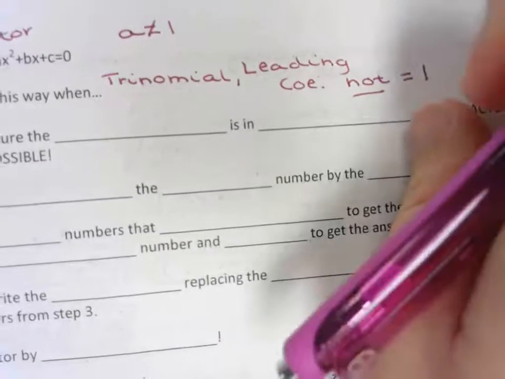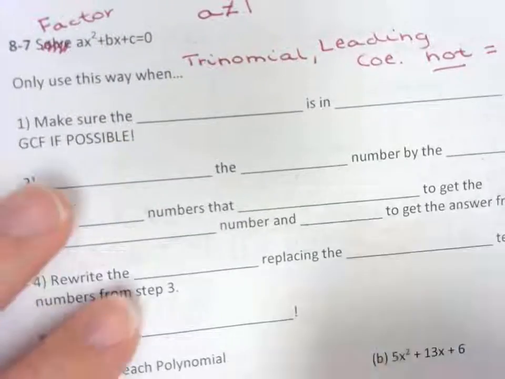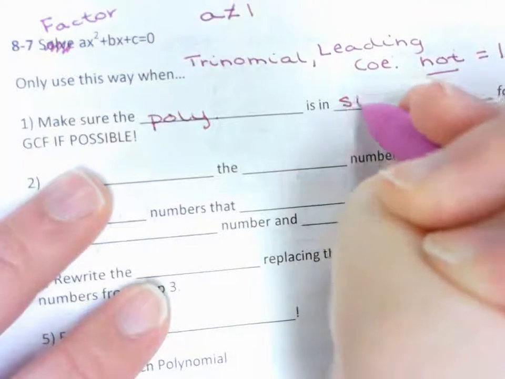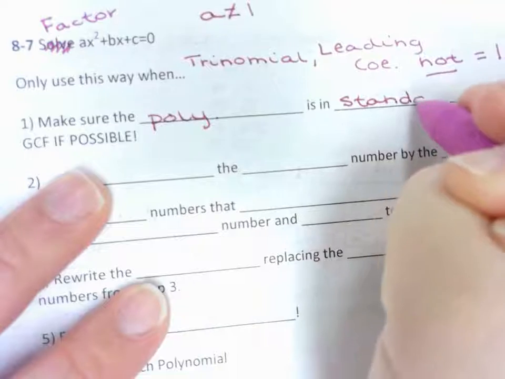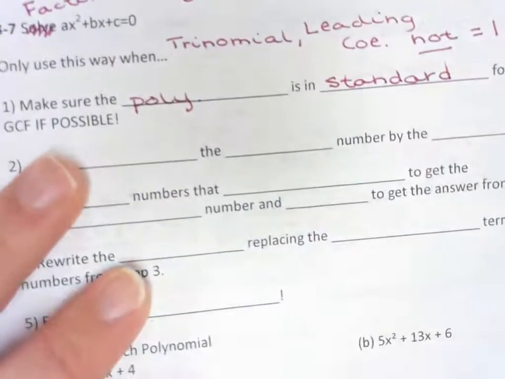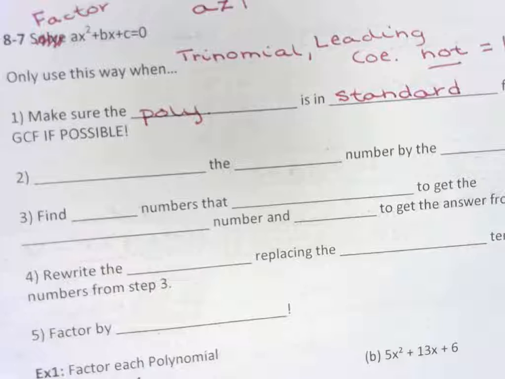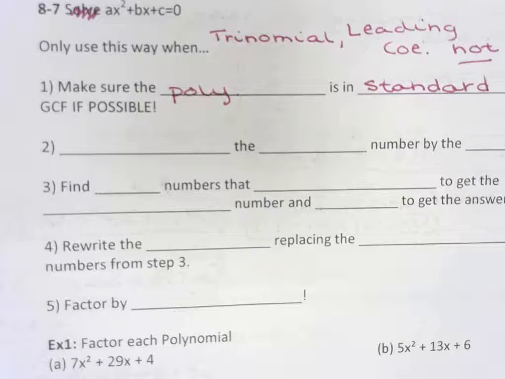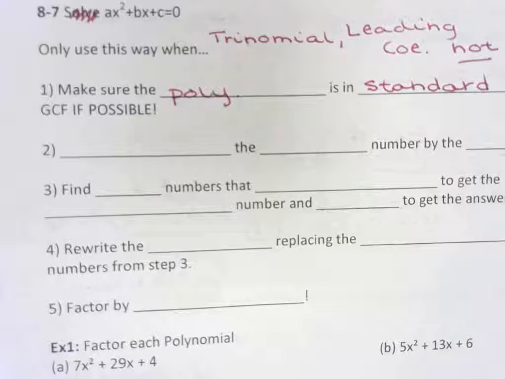So step 1. Make sure the polynomial is in standard form, just like we talked about on Tuesday. That's not any different. I also want to factor out a GCF if possible. So make sure it's in standard form: start with x squared, then x, then your number, and then factor out a GCF if it's possible first. We're not going to have a ton of GCF on the homework. I don't think there's any GCF actually. But next week we're going to be bringing in some GCF.